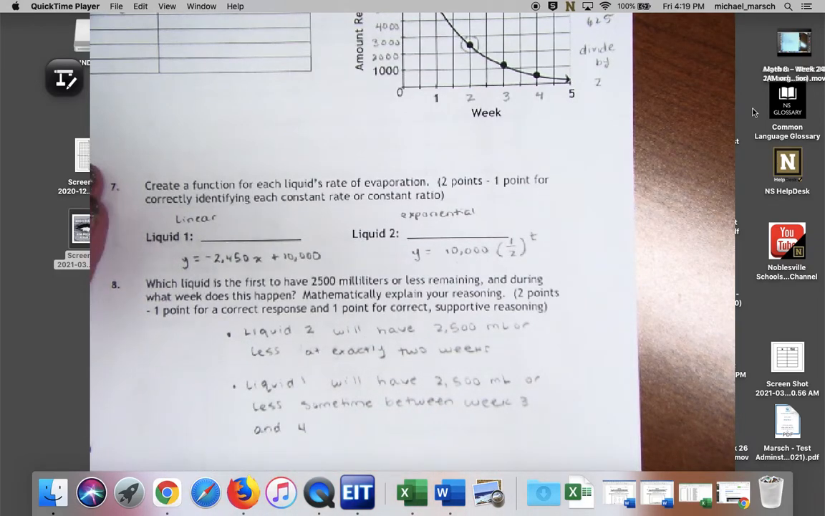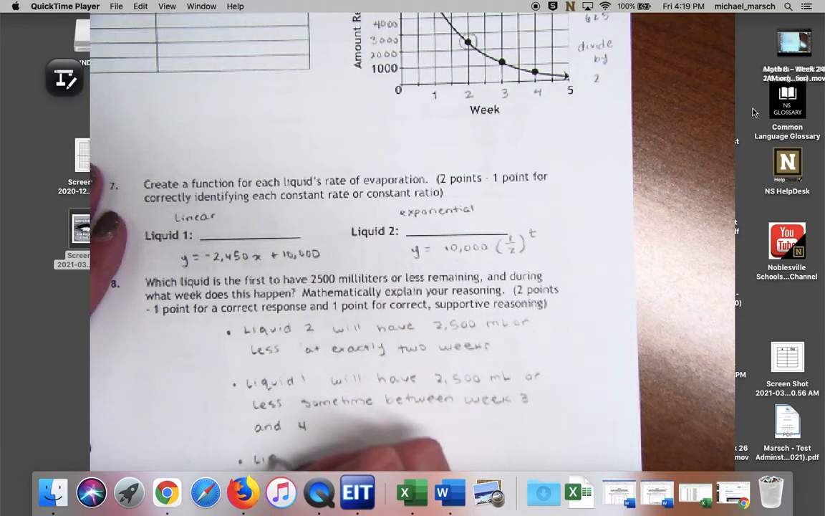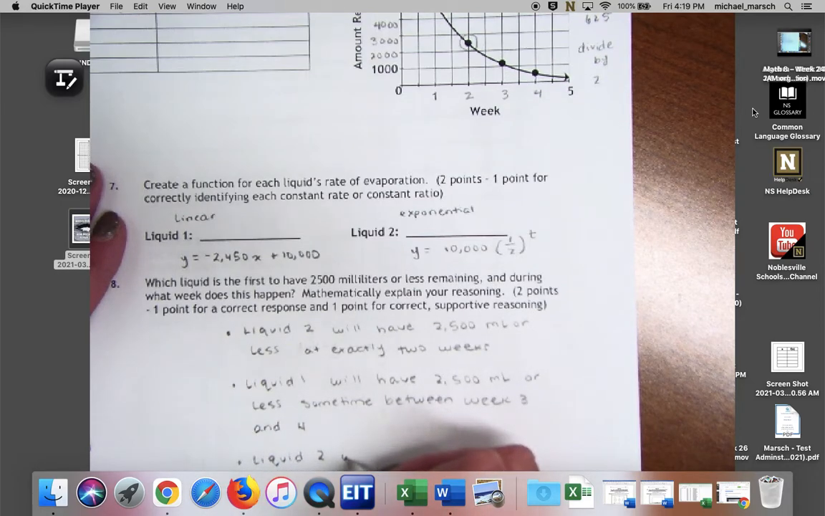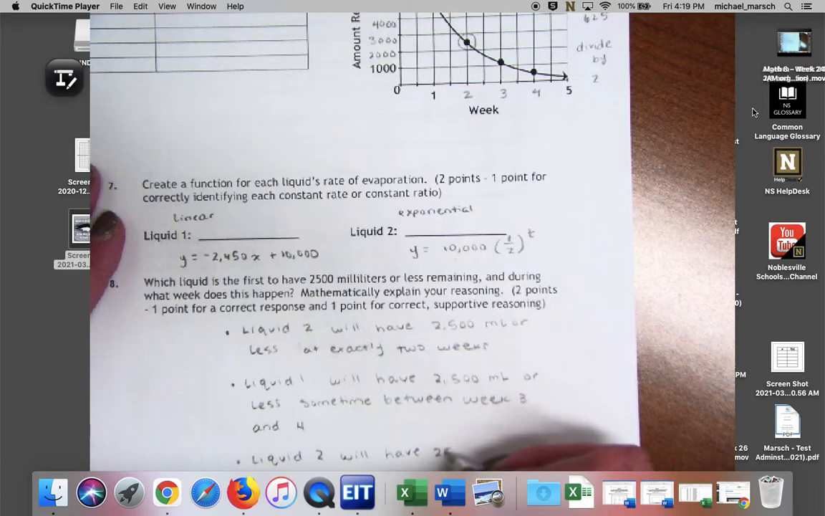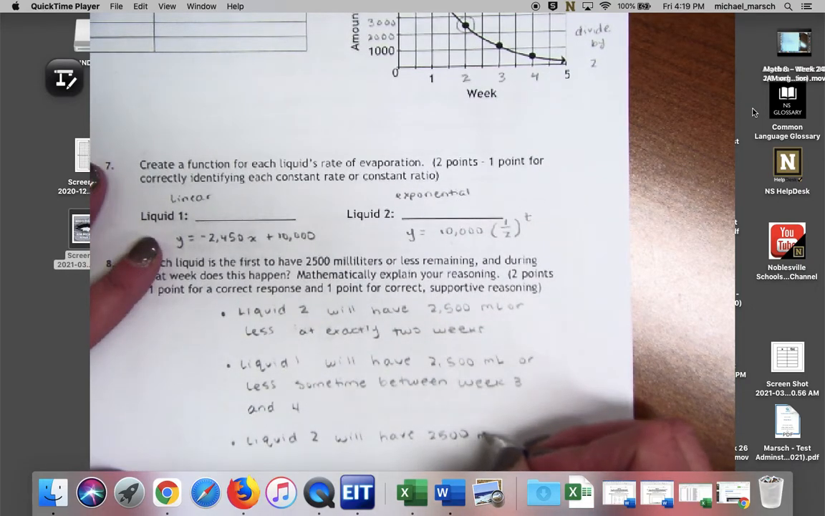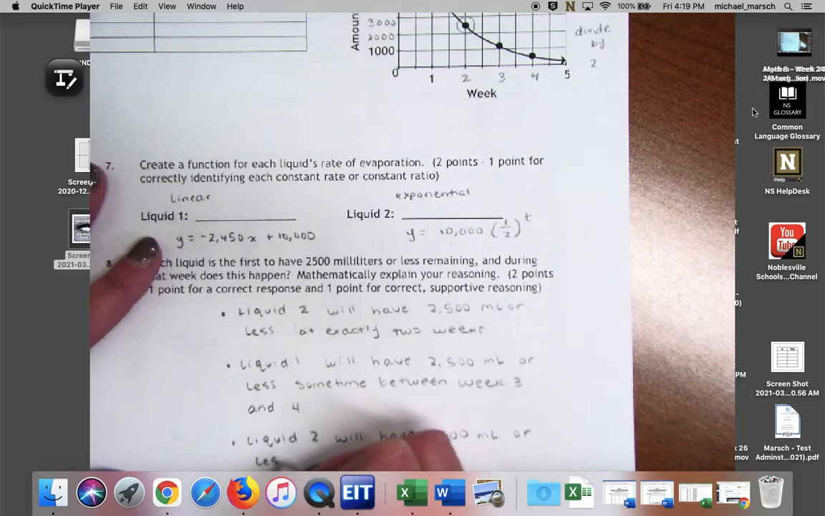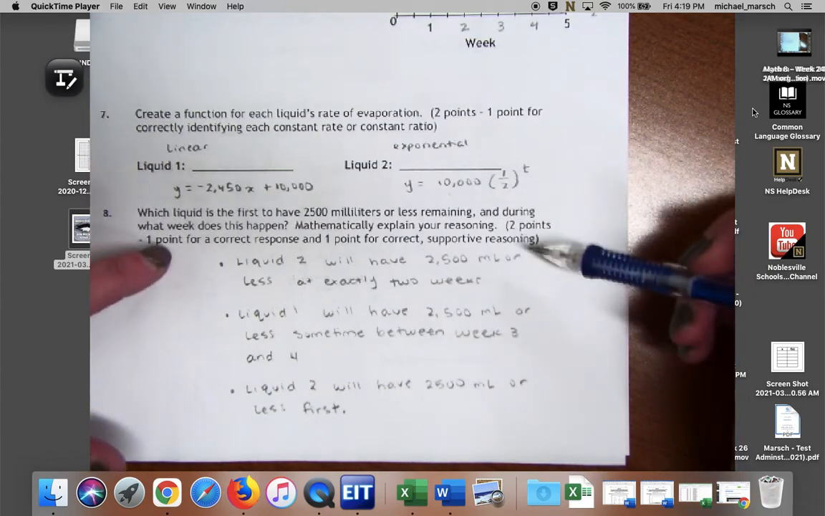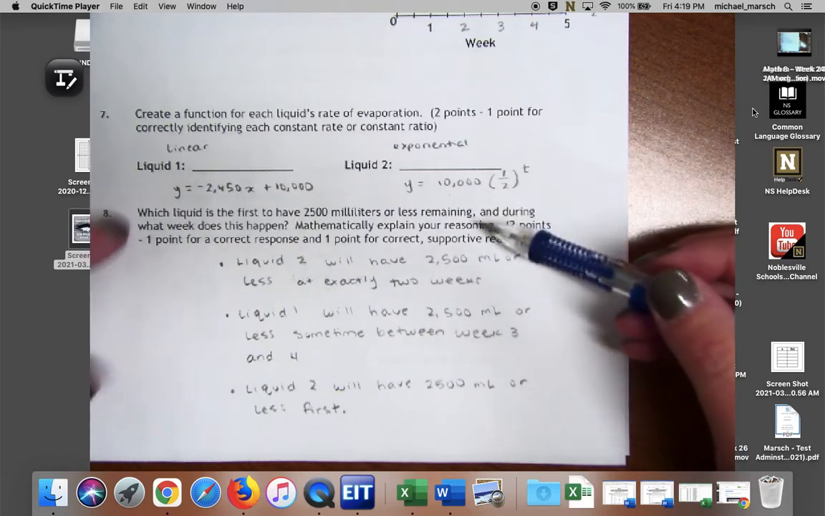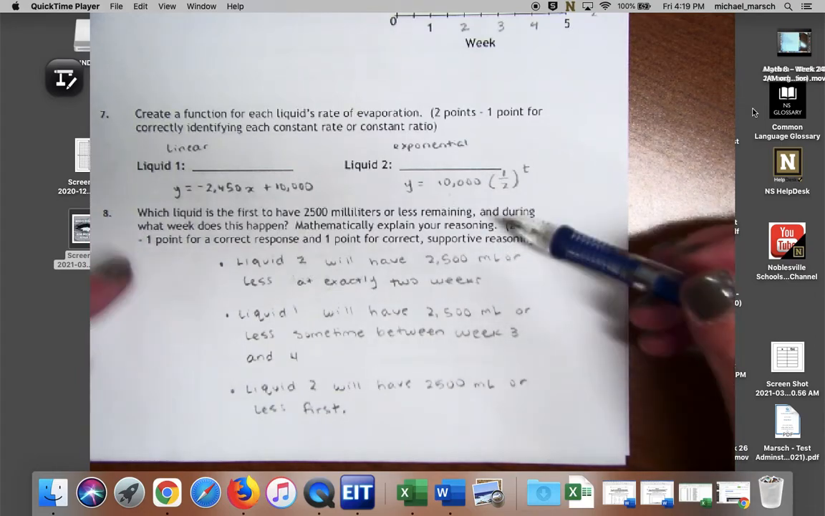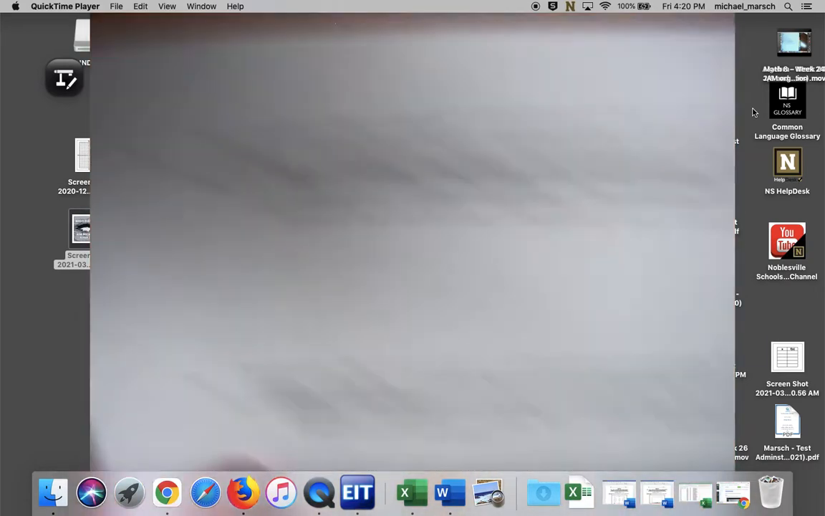So our answer, which liquid will have it first? Liquid 2 will have 2,500 milliliters or less first. So we found out what happens with liquid 2, we found out what happens with liquid 1, and then we declared that liquid 2 would have that amount or less first. Okay, we're getting closer. Next one, or next page.